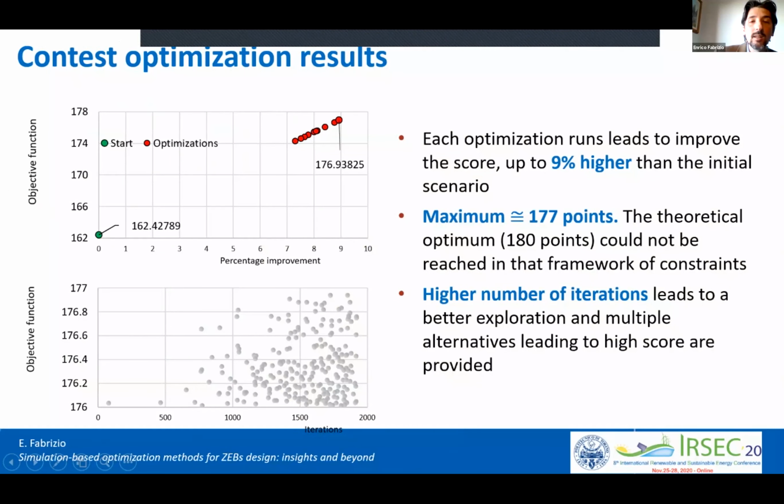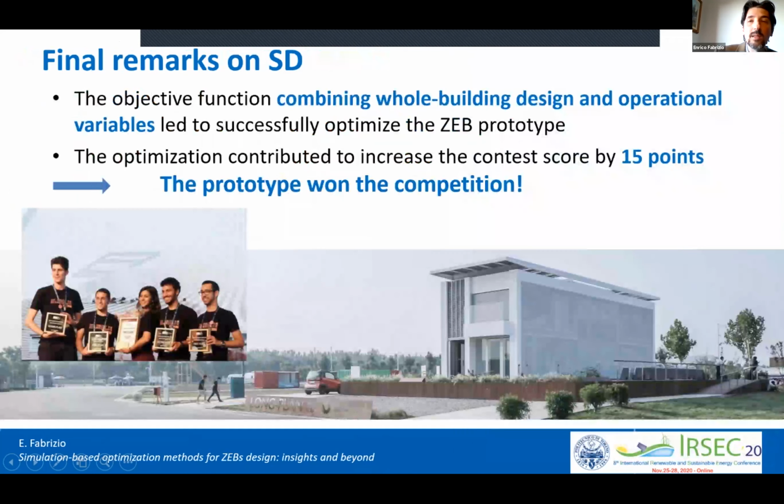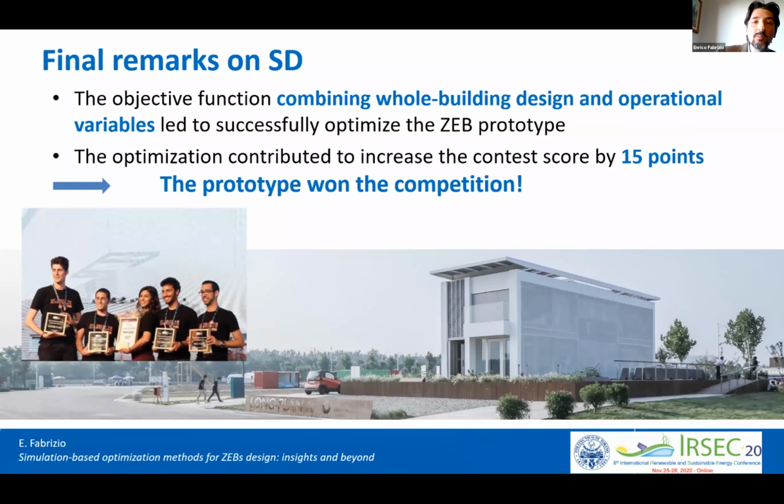In the end, from the numerical results, we gained 170 points, up to 9%. This is the final result. So we had to slightly adjust the envelope with lower insulation and higher mass, use the shadings differently, change the time of turning on and off the ventilation systems, and change the set point temperature a bit. And the final result was that, also due to this operational optimization, the prototype won the first prize of the competition.